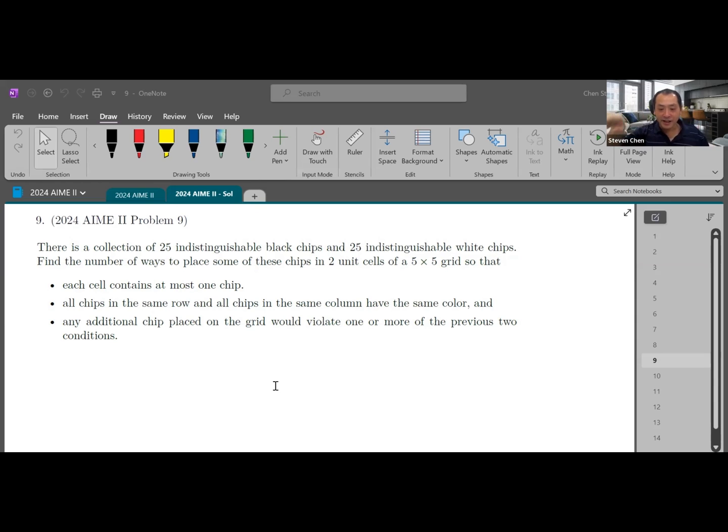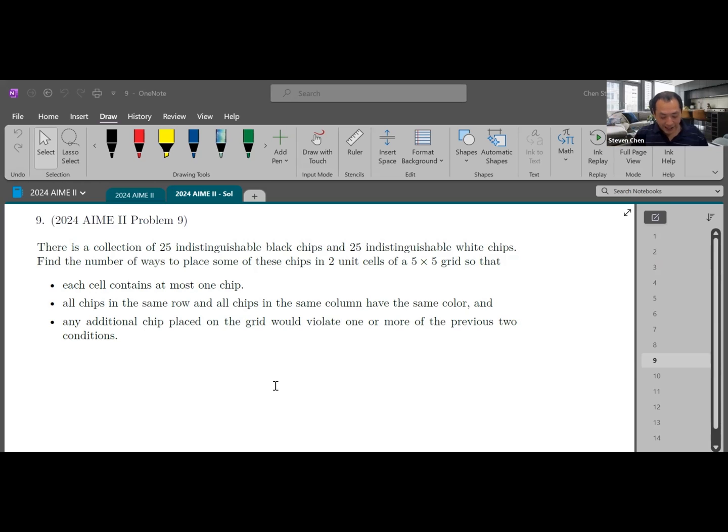So let's consider, say, column 3. For column 3, we know we have 5 cells, right? Suppose one cell is occupied by a white chip. Then what about the other 4 cells? The bottom line is we can't have any black chip, right? But we can put as many white chips as we like in those 4 cells. Maybe all of those 4 cells are empty, or maybe all of them are occupied with white chips. Either is okay, as long as we don't put a black chip there. So that's the second condition.